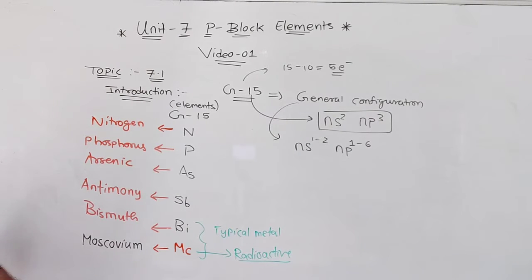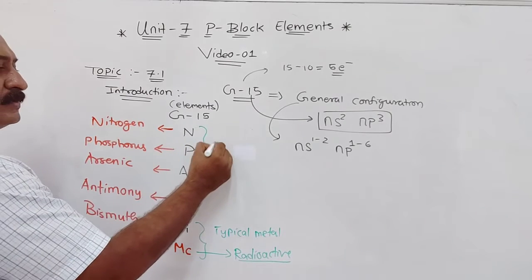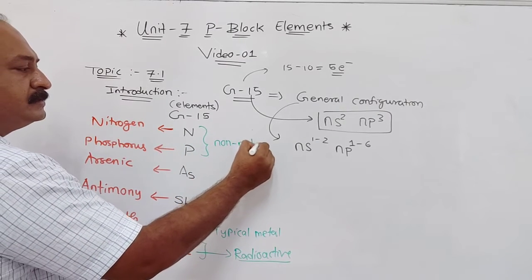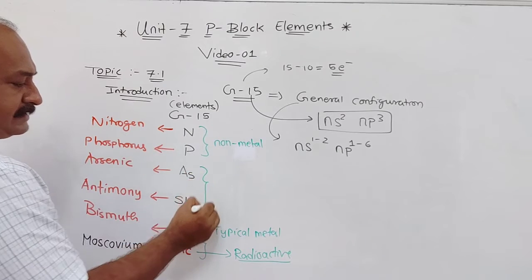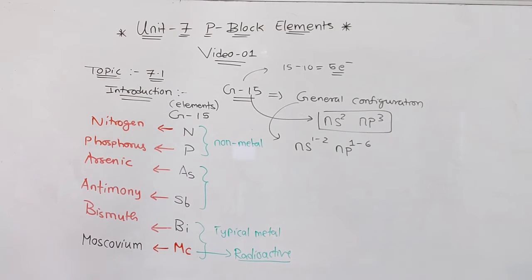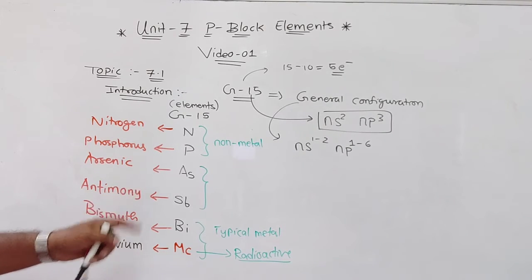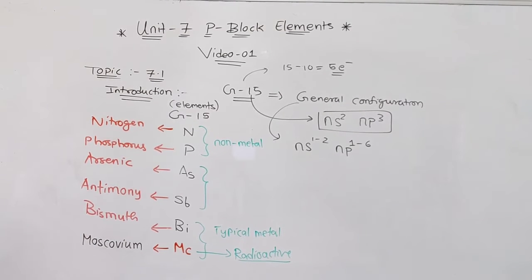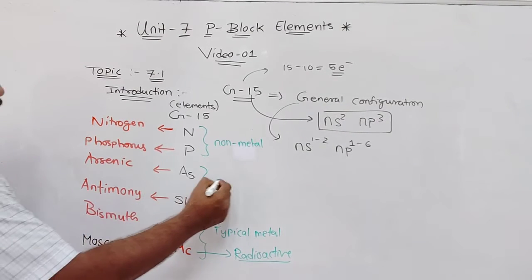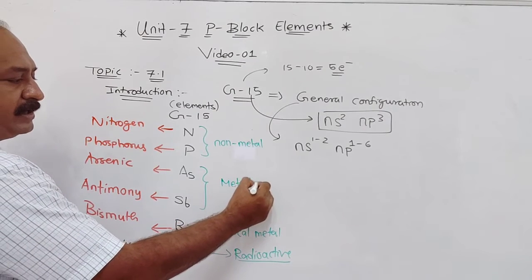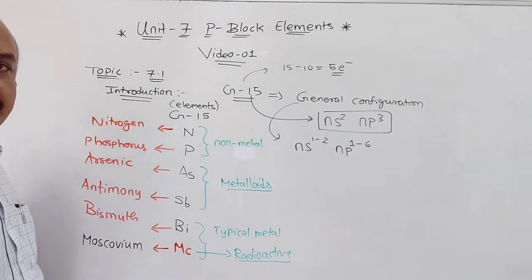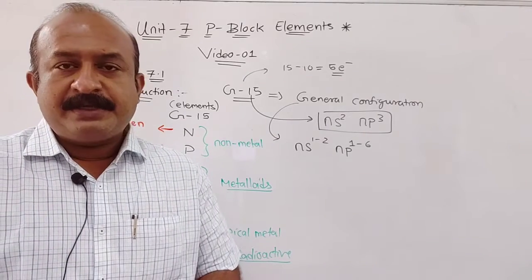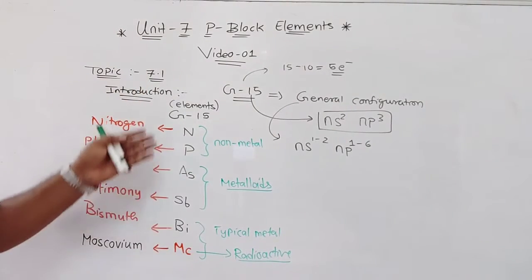Then when we talk about nitrogen, nitrogen and phosphorus are non-metals. Clear? Non-metals. When we talk about arsenic and antimony, you must have heard about the zigzag line, right? If you remember metalloids and all like this. So you can see here, arsenic and antimony are metalloids. What are metalloids? What we have studied, they have some properties of metal and some properties of non-metal. That's why they are called metalloids. Understood? So these are the elements.